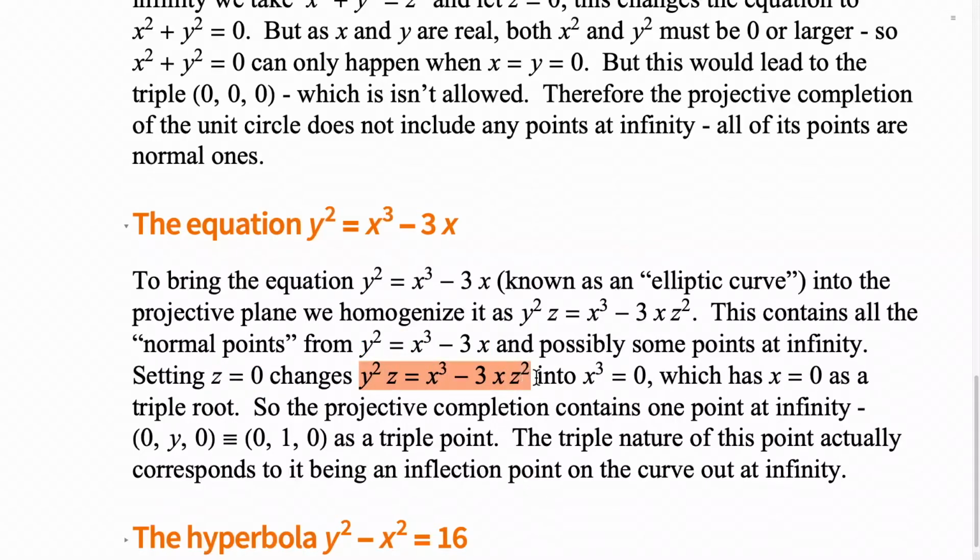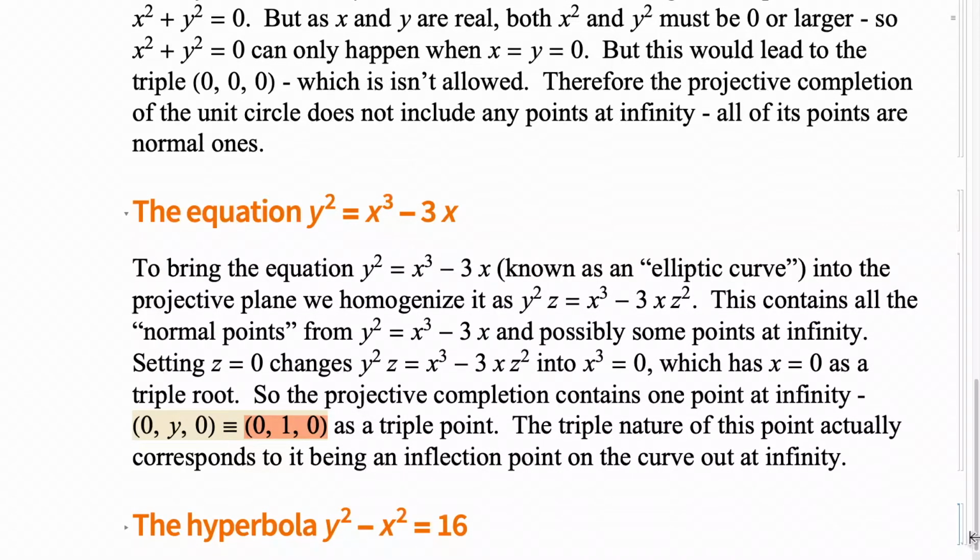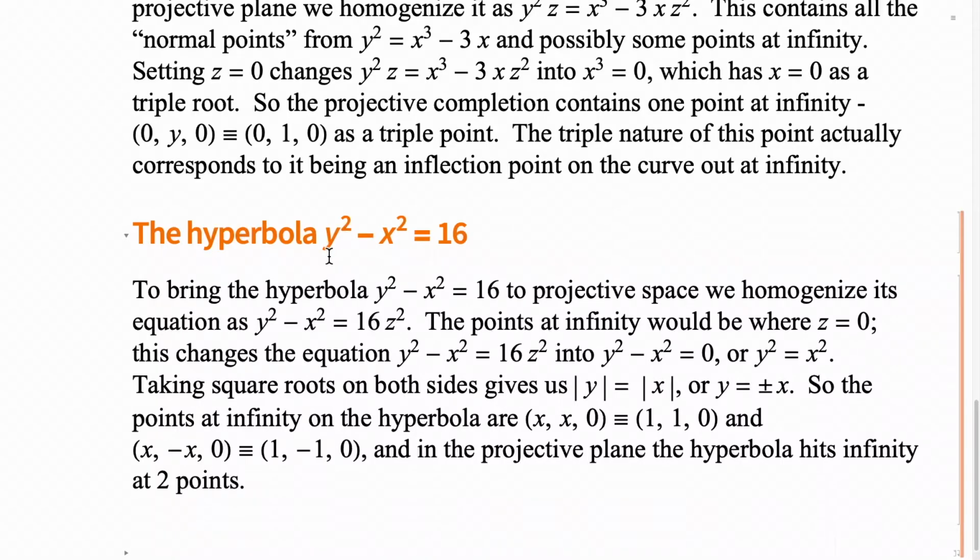That's going to change the homogenization so that the z terms are 0, and that becomes x cubed equals 0. The only solution to that is x is 0, and that actually happens as a triple root. So that means the projective completion only contains one point at infinity. We knew x is 0, we know z is 0, so y could be anything. Scaling down by y, that gets us 0, 1, 0 as a triple point. The triple nature of this point actually corresponds to being an inflection point on the curve at that point out at infinity.